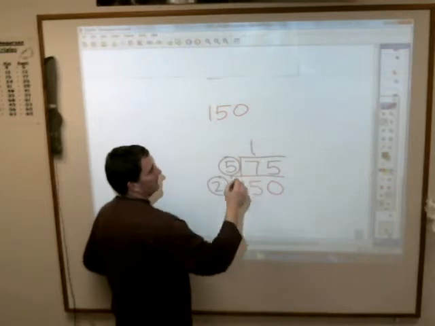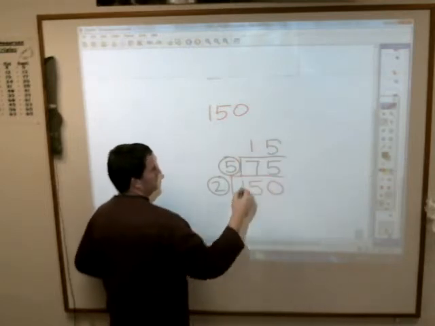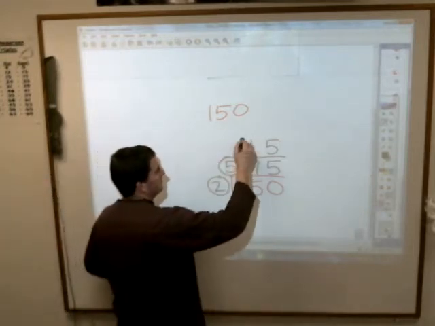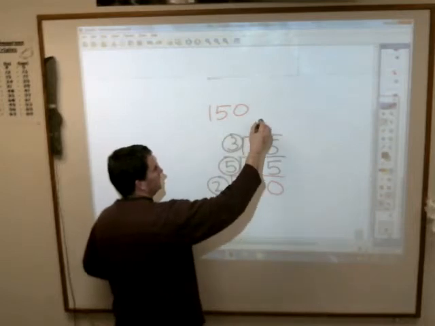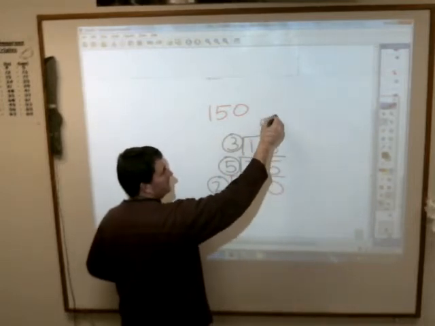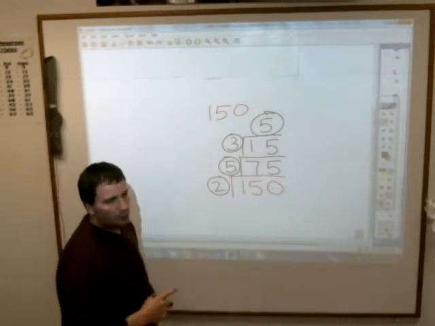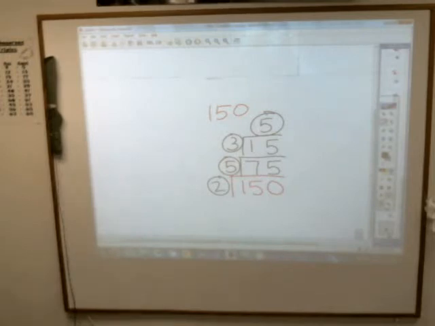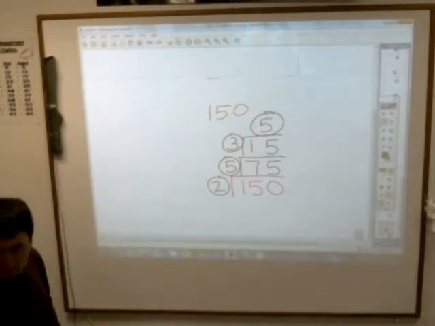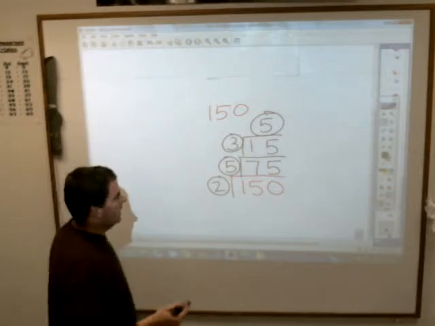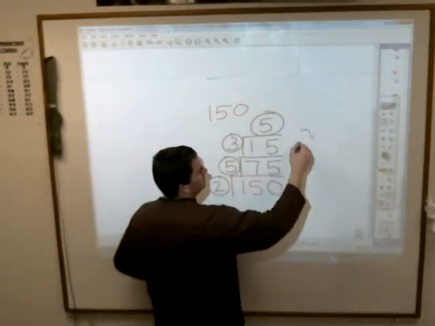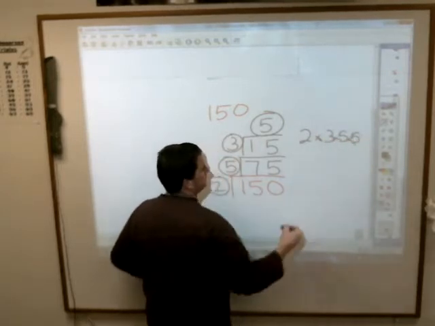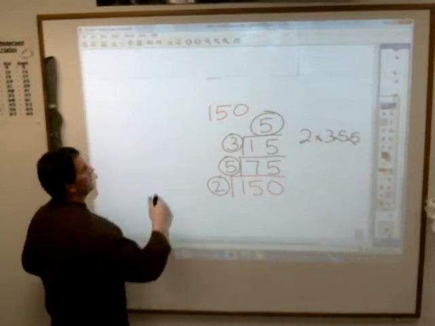5 goes into 75 15 times. What number goes into 15? That's a prime number. David? 3. 3 goes into 15 5 times. Once you get to a prime number at the top, you stop. Like I said, don't start putting ones down there, because you can divide 5 by 1 from here to infinity, and you're not going to stop. So you don't need to do ones ever. So you end up with 2 times 3 times 5 times 5. Again, your call as to which way you want to do it.